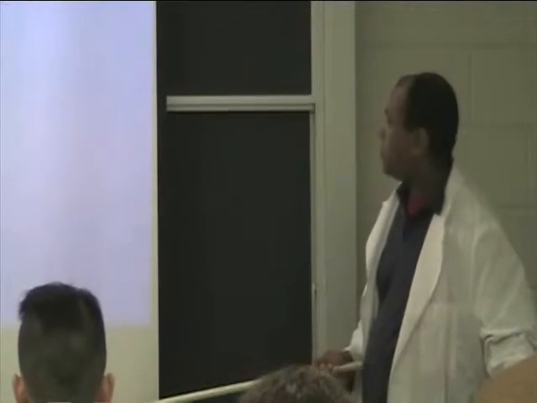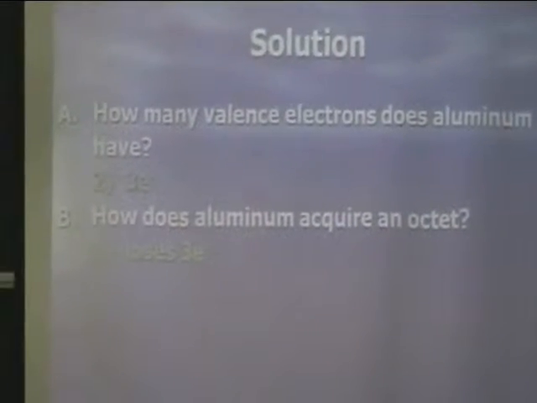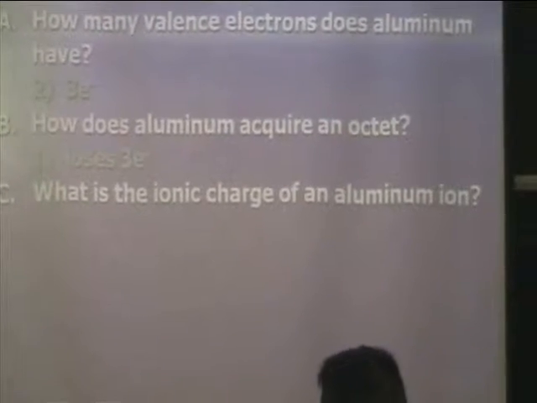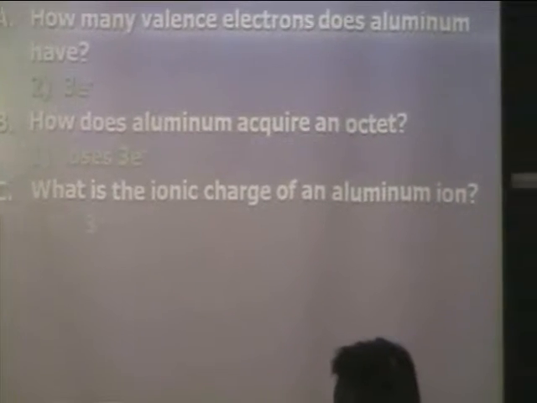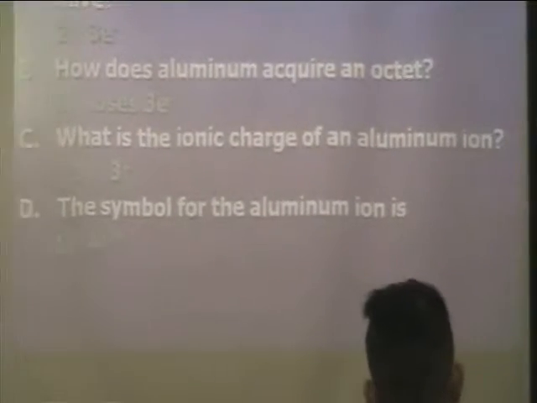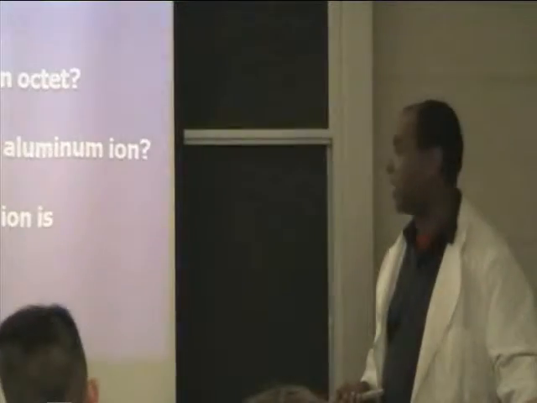So here are the solutions. How many valence electrons does aluminum have? 3 electrons. How does aluminum acquire an octet? It loses 3 electrons. By losing 3 electrons, it acquires an octet. What is the ionic charge of the aluminum ion? It's 3 plus. The symbol for the aluminum ion is Al3+. Any questions? Okay.